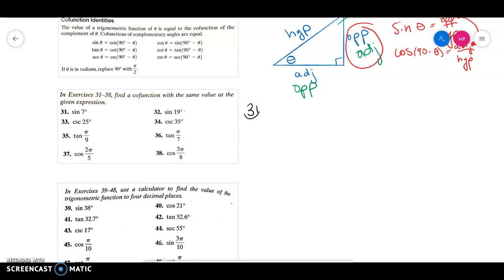So for something like 31, if I have the sine of 7 degrees, if one angle is 7 degrees, my other angle in my right triangle has to be 90 minus 7 degrees. And so sine of 7 degrees and the cosine of 83 degrees, 90 minus 7, will have the same exact value. And we could check this in the calculator, which again, we'll get to in a little bit, but to double check yourself with these, if you have a calculator, the sine of 7 degrees will give you the same decimal point answer as the cosine of 83.